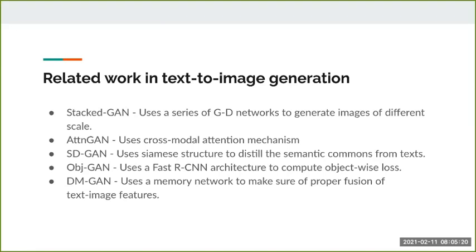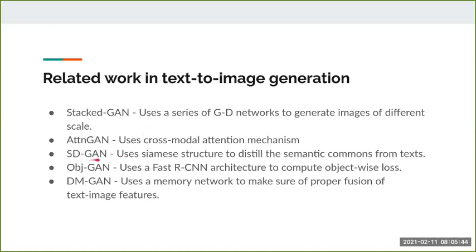Then came the AttentionGAN network, which introduced the use of cross-modal attention. We'll see what that mechanism is. But basically it uses a spatial attention mechanism, which is to find the relationship between the text and each pixel in the image, as the image progresses through the generator network.